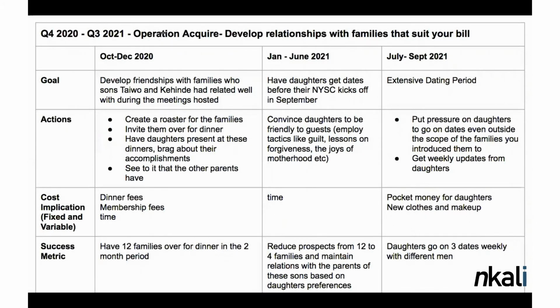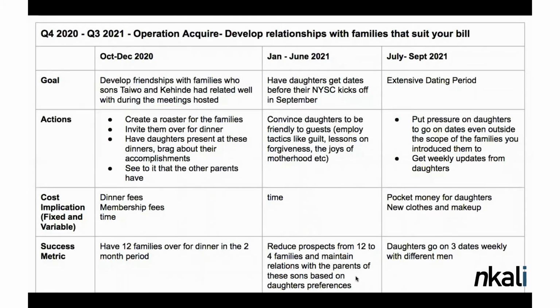Her goal in this place is to have their daughters get dates before their NYSC kicks off in September. Now, an extensive dating period with the 4 different families chosen from the 12. Notice that the success metrics in Operation Acquire go from having 12 families over for dinner in a 12-month period, and this will cost you money for dinner fees, right? From 12 families, reduce them to 4 families from January to June, and maintain relations only with the people you need, based on the preferences of your daughters.